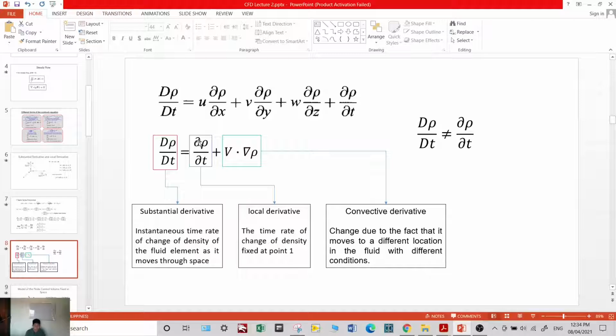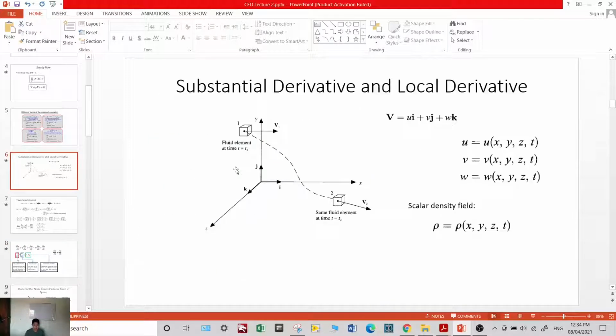And then, aning partial of rho with respect to t, this is the local derivative or the time rate of change of density fixed at point 1. So, mo ni siya ang pag-change sa value sa density kung i-fix na to nga element dere, no? Kung ga-change pa ni kay flowing man na imo ang fluid. So, ga-change na siya. So, mo ni siya nga term.